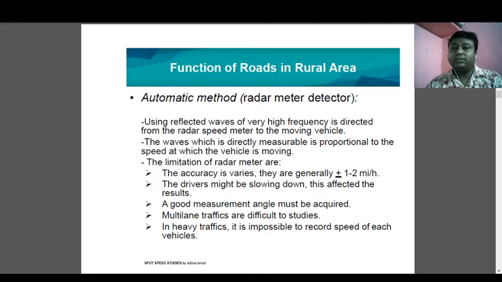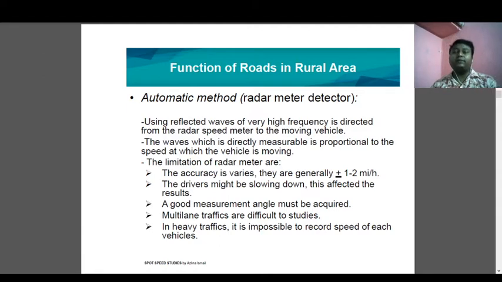The limitations of the radar meter are: its accuracy varies, generally plus or minus 1 to 2 miles per hour. The driver might be slowing down, which affects the result. A good measurement angle is required. Multi-lane traffic is difficult to study.